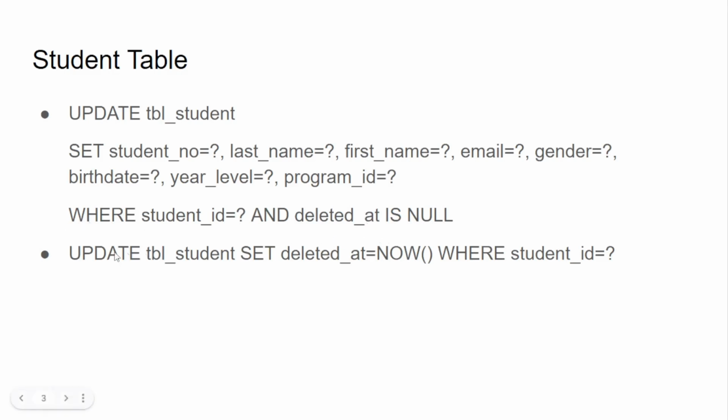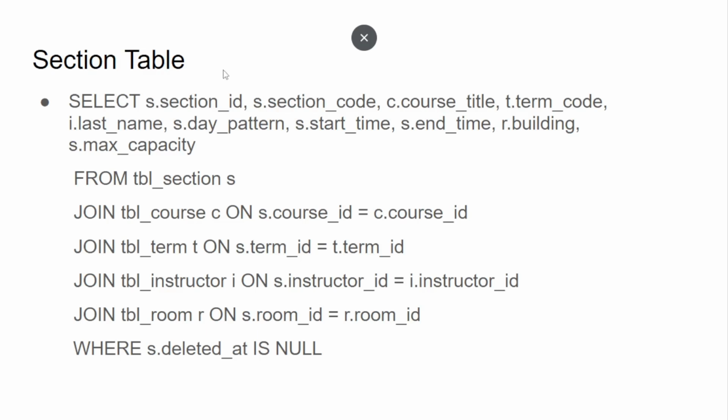And then the last part for the student table is the delete. This means that we soft delete a specific record depending on what the student ID is, and then for deleted at, we set its current date, the date when it's deleted. So that's all for the student table, and next we are going to go to the section table.